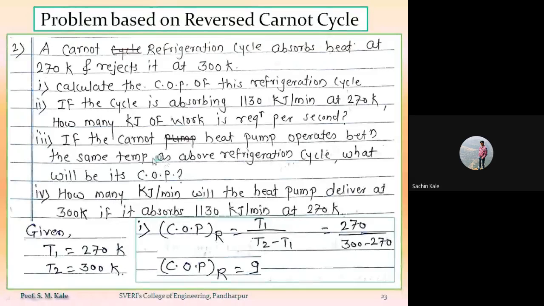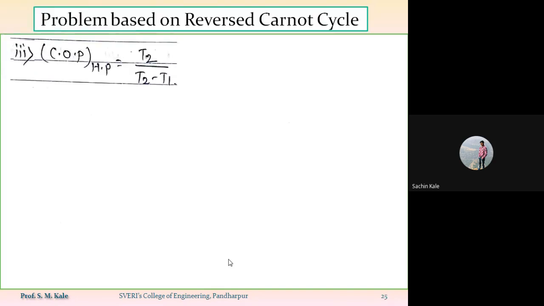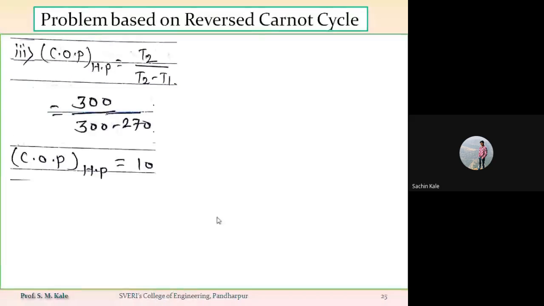So which formula we have to use? As we are knowing the COP of refrigerator, we can use: COP of heat pump is nothing but COP of refrigerator plus 1, or you can use another formula also, T2 divided by T2 minus T1. So as COP of refrigerator was 9, 9 plus 1 is nothing but 10. So by both ways, you will get the same answer. So COP of heat pump is nothing but 10.